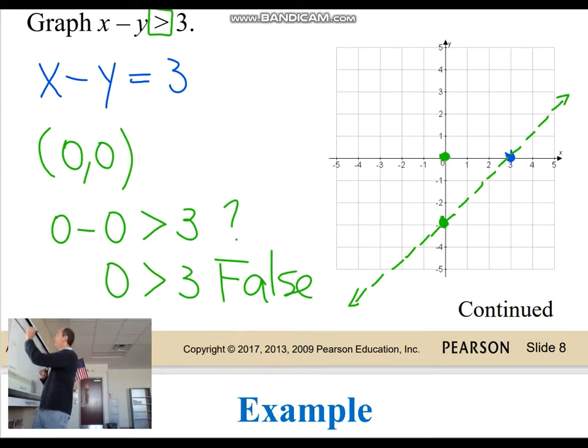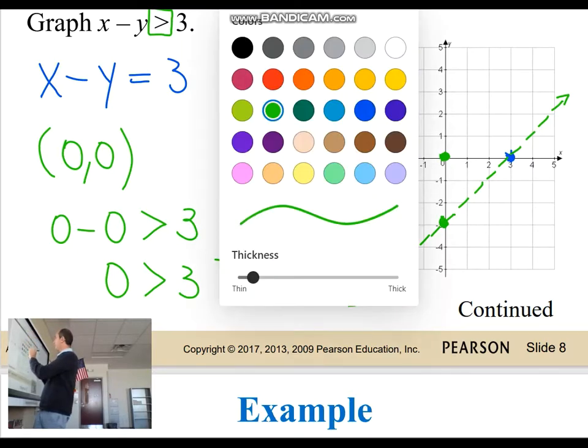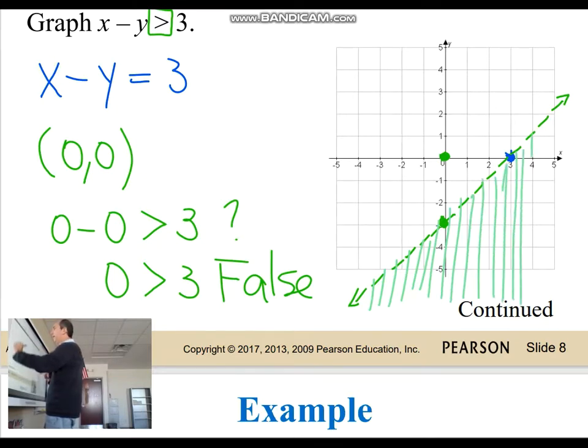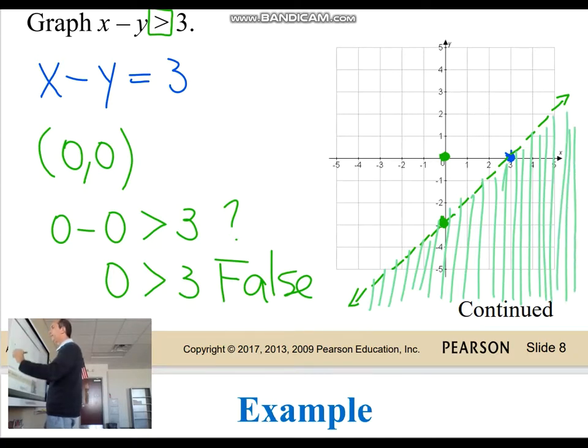So the area that you're looking for, let me find another color here. Maybe this light green, is this area opposite to the one of the test point, and this is going to be the solution, the area that represents the solution set.